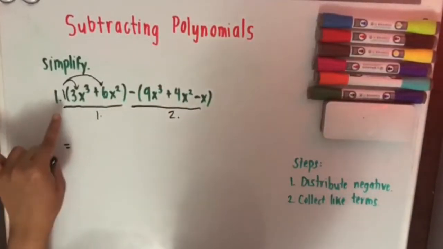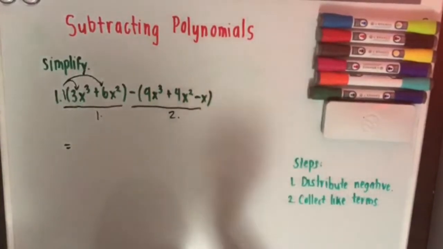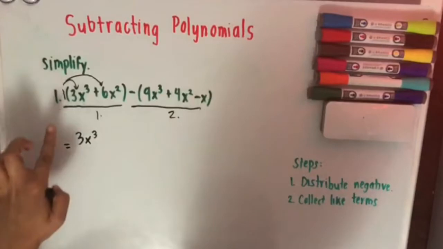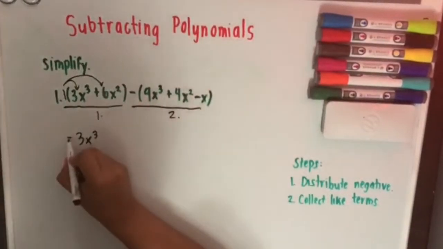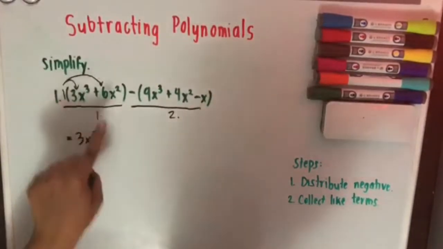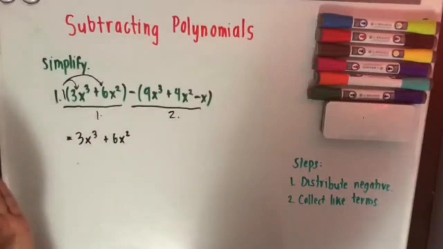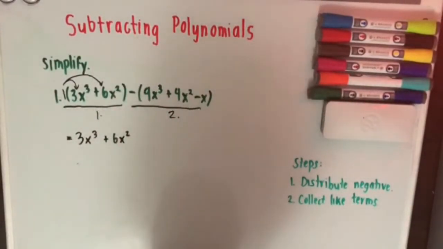So let's start it. 1 times 3x cubed, 3x cubed, right? 1 times 6x squared. That was simple. Now for the second step.